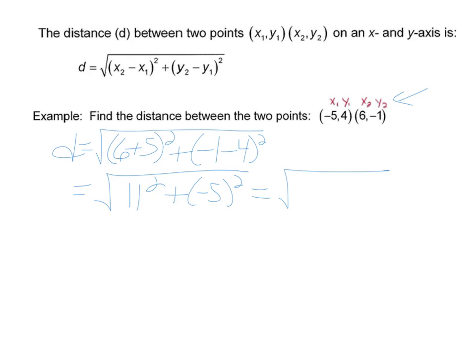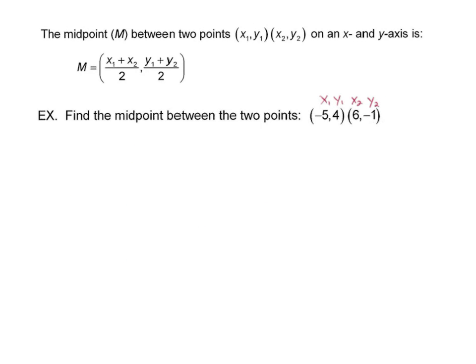11 squared is 121. -5 squared is positive 25. And when you add those together, it's the square root of 146. And it's fine with me if you just leave it like that. You don't have to get the decimal or break it down for these.